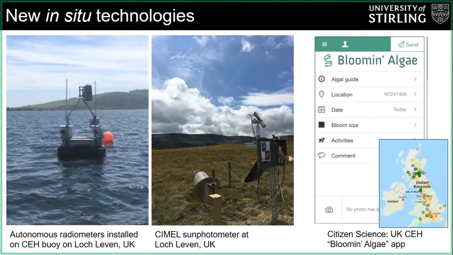And also we're starting to use citizen science as a tool to collect in situ data. So the example there is from a smartphone app developed by the Centre for Ecology and Hydrology in the UK, where citizens can record the occurrence of harmful algal blooms. And we're now using that data to validate some of the water quality products we're generating for the UK. So these new technologies and tools can certainly help us collect more in situ data for validation of satellite observations, but there's still some substantial challenges that remain.